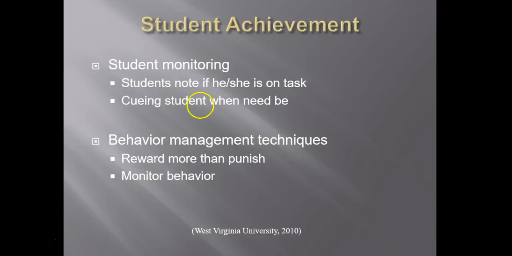Now we get to student achievement. Student note if he or she is on task. Seems like this is talking about the behavior of a teacher. So what are the implications for decision making by the teacher? So this isn't the student. What are the implications for the student? But this looks like what the teacher should be doing. Behavior management techniques, monitoring the student's behavior.